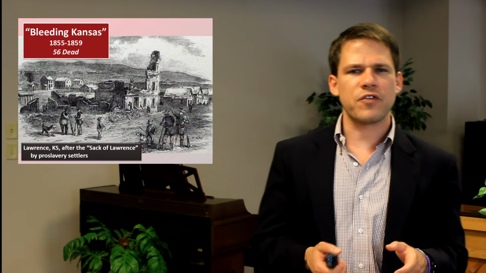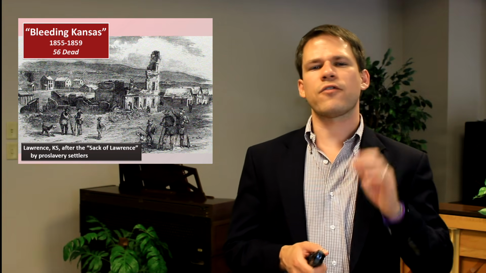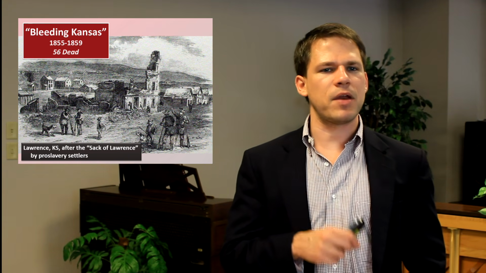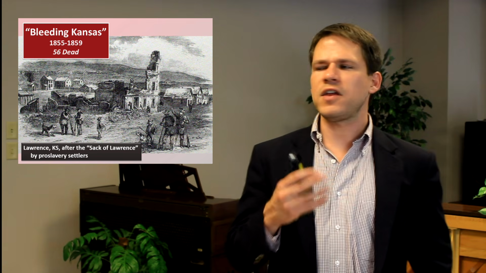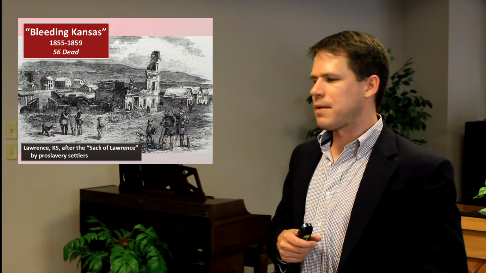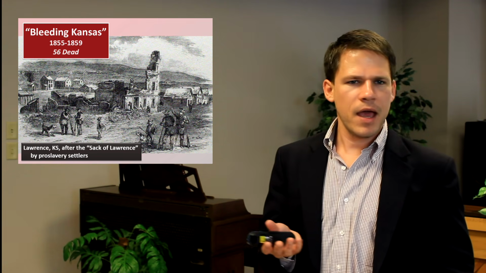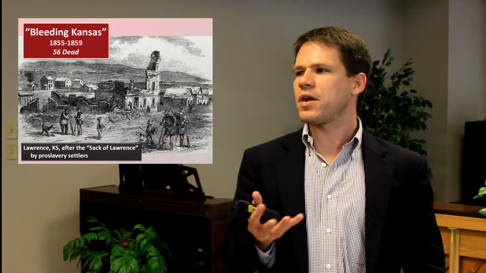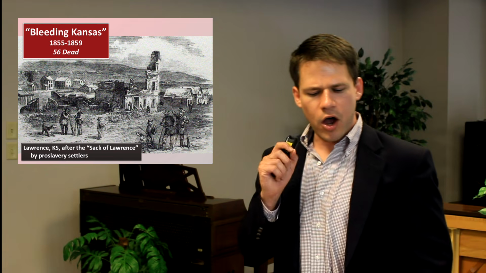And we see at this time, popular sovereignty doesn't work out so well in Kansas. Bleeding Kansas. This is happening in the late 1850s. 56 people killed during this time. Now keep in mind, this is during peacetime in a place that doesn't have a lot of people in it. People are shooting each other and burning down towns and all of that kind of stuff over slavery.